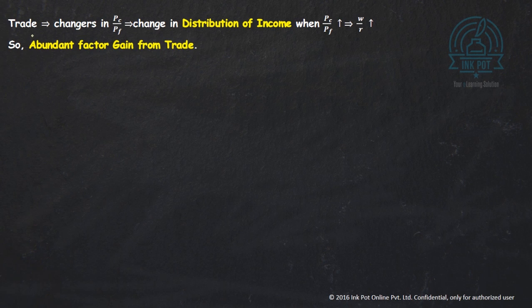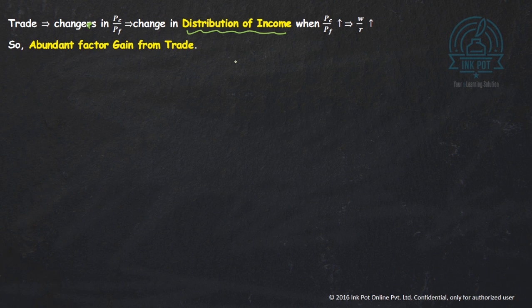So what happens? Trade changes PC by PF. When PC by PF changes, there is a change in distribution of income. Now I'm going to the factors you've already studied. When PC by PF changes, W by R changes, we know, we studied that. And if W by R changes, then the income of labor and capital also changes, right? Which means there is a change in distribution of income. What is distribution of income? Nothing but figuring out how much money labor gets, how much money capital gets.